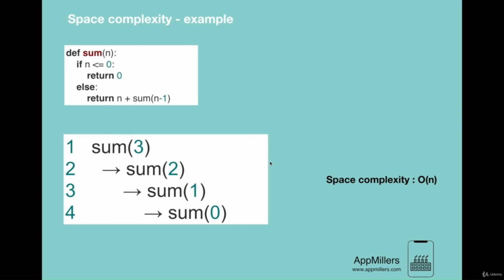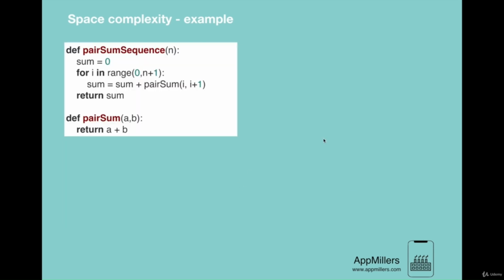Let's look at the second example. Here we have two different functions. In the second function, we are summing up two numbers. Then for any given number n, we are calling this pair sum function inside a loop. Due to the fact that the n calls to the pair sum function do not exist simultaneously on the call stack, we only need O(1) space complexity. Here, the function is not calling itself recursively. It is just called inside this loop, and it's not adding any level to the stack. That's why it takes O(1) space complexity.